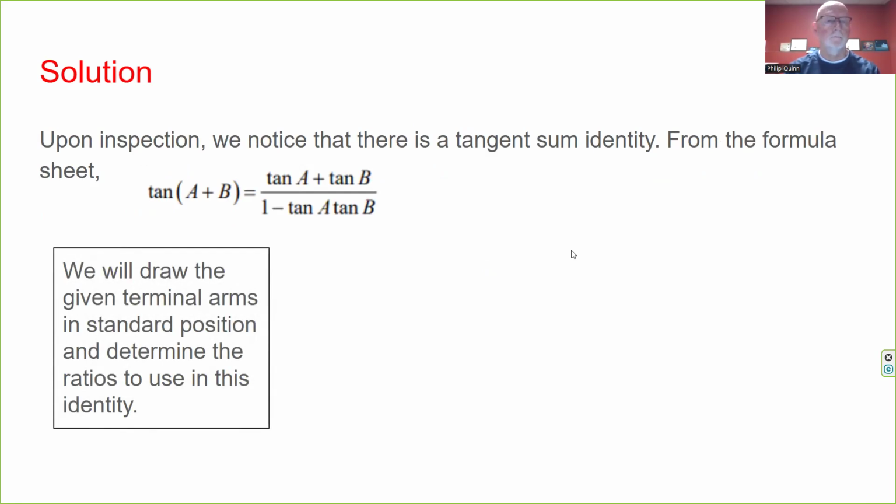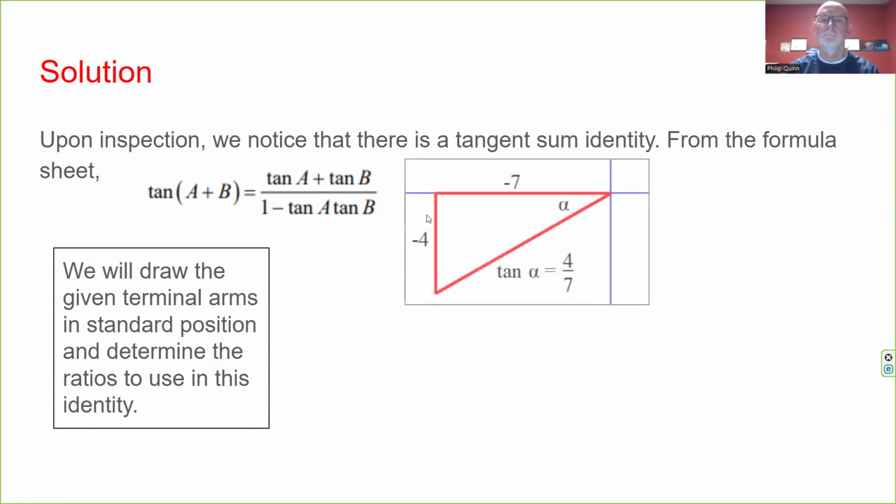We're going to draw the given terminal arms in standard position and determine the ratios that we need in order to get the answer to this identity. We'll start in quadrant 3. The point was -7, -4. If we draw the triangle in standard position, the tangent of A is 4/7. Opposite over adjacent, negative over negative is a positive.